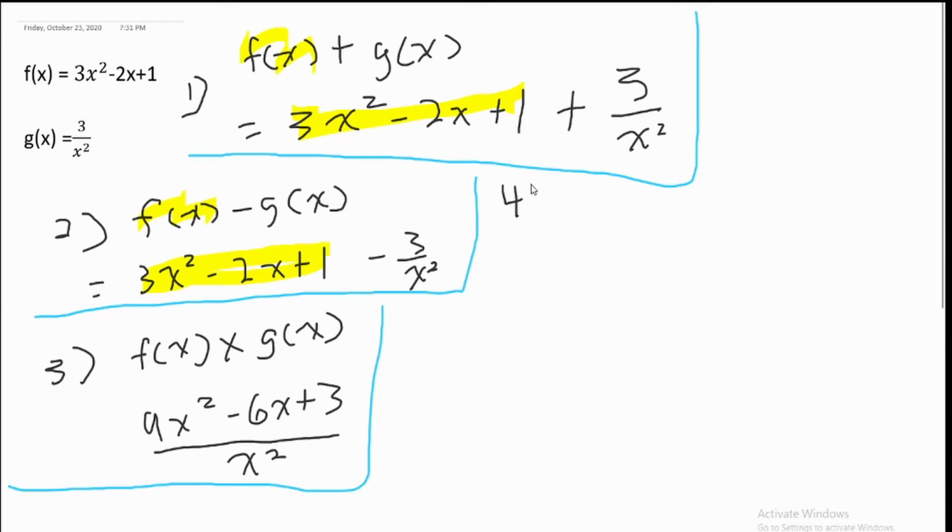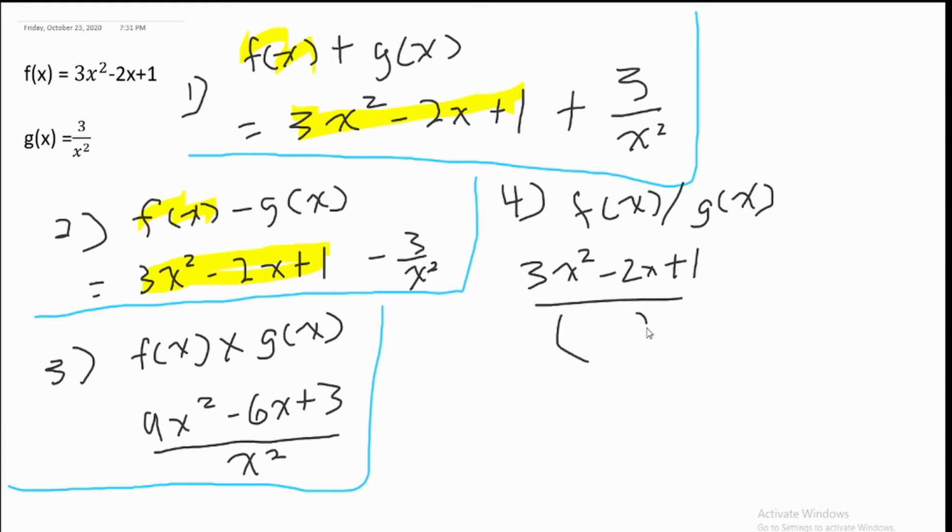Number 4, we're going to do division. Division, it's basically the same thing. It's nothing really fascinating. Okay. f of x divided by g of x. So what we do is we have 3x squared minus 2x plus 1 divided by, I'm going to put this in brackets so it's clear, x squared over 3.